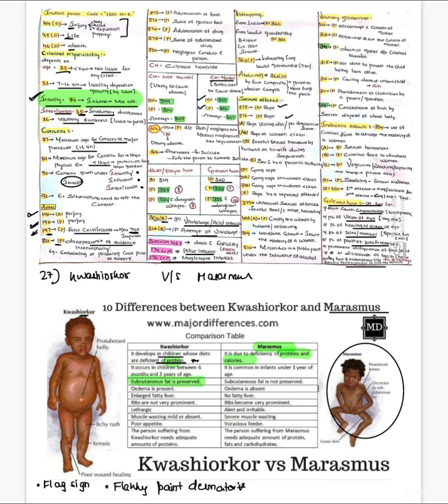Here the subcutaneous fat is preserved because the child is chubby, but in marasmus it is not preserved. Here you see edema is present in the bigger, chubby child, with an enlarged fatty liver. Ribs are not very prominent. Look at the marasmic child: his ribs are prominent. Though he is wasted, he is alert and irritable. This is more common, and the prognosis is better. He is alert and irritable, so he will feed well, that is voracious feeding. The kwashiorkor child does not feed well, guys.